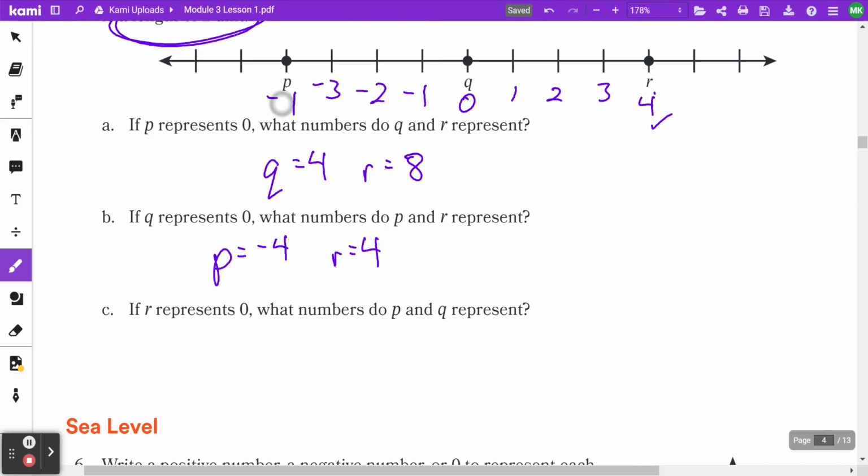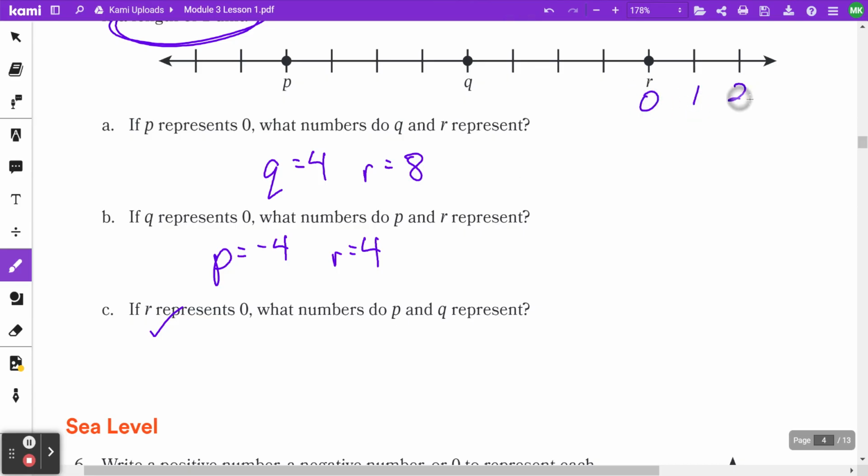All right, lastly, let me get rid of these. Get rid of all that. And now we're going to renumber this number line again. 0 doesn't have to be in the middle of all number lines, folks. Here, folks, you can put 0 anywhere, right? So if R equals 0, so over here is 0.